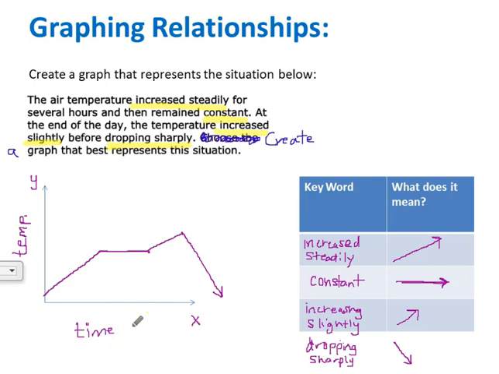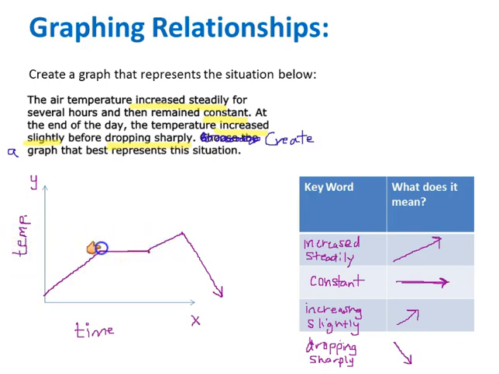And you're going to get to do that this week. You're going to create graphs, and you're also going to interpret graphs. So remember, anytime you have horizontal lines, that means something stayed constant. And look over here at your y-axis to see what it is that stayed constant.